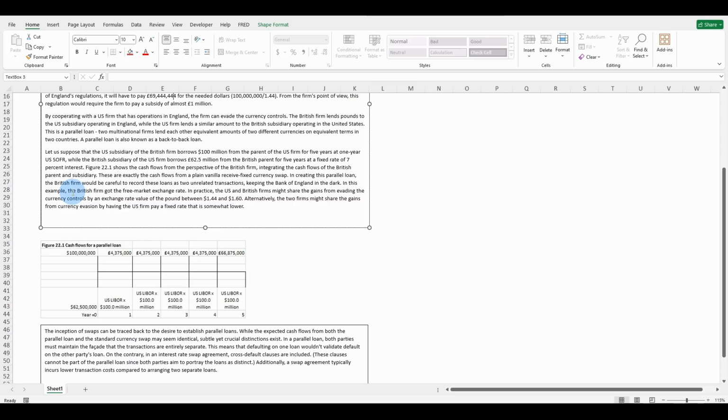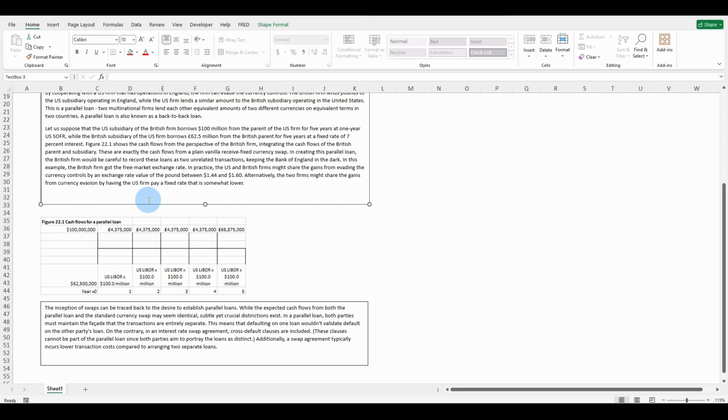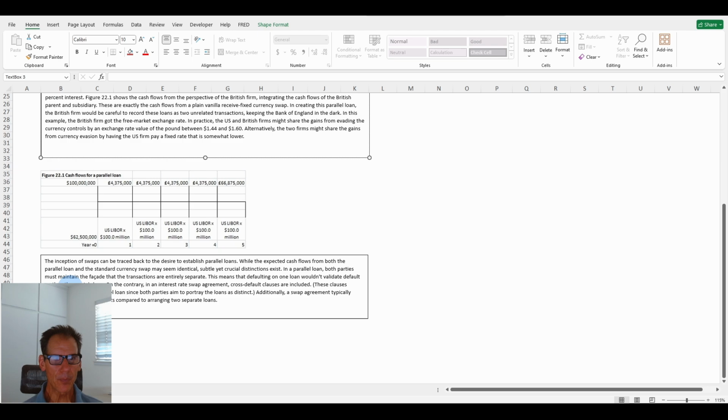In creating this parallel loan, the British firm will be careful to record these loans as two unrelated transactions, keeping the Bank of England in the dark. In this example, the British firm got the free market exchange rate. In practice, the U.S. and British firms might share the gains from evading the currency controls by an exchange rate value of the pound between 1.44 and 1.60. Alternatively, the two firms might share the gains from currency evasion by having the U.S. firm pay a fixed rate that is somewhat lower. The inception of swaps can be traced back to the desire to establish parallel loans.